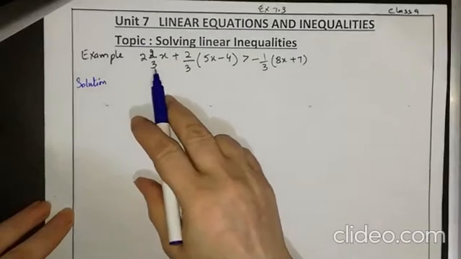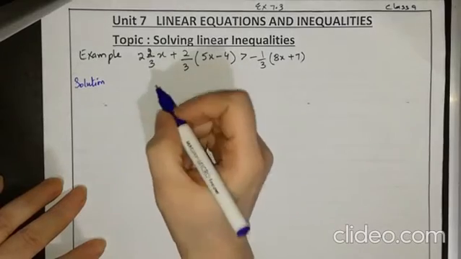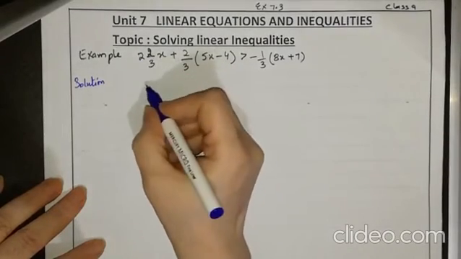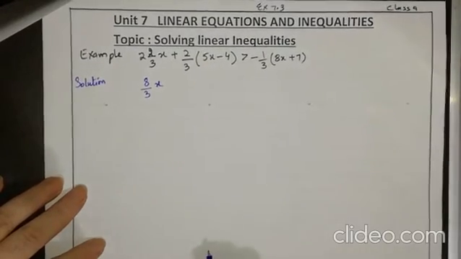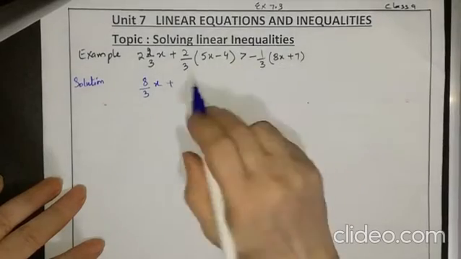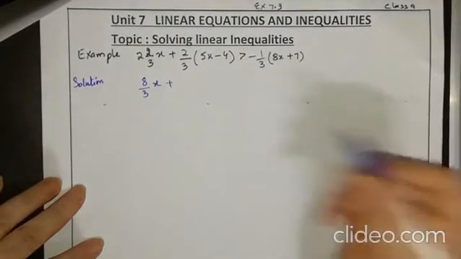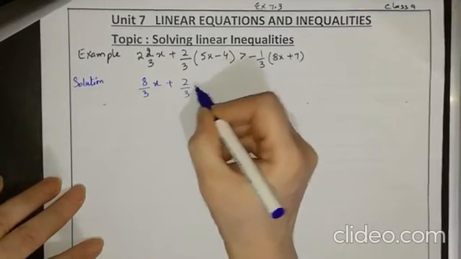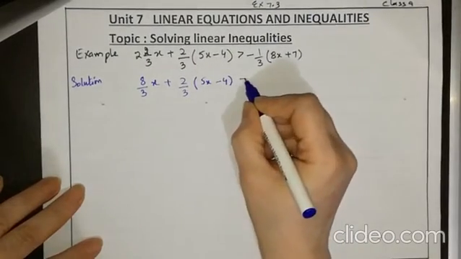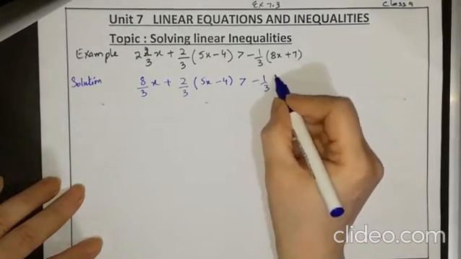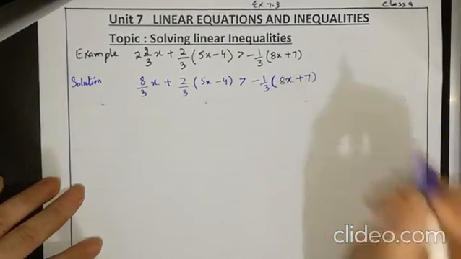This is a mixed number, 2 whole 2 by 3. So first you have to change the mixed form into a simple fraction. 3 twos are 6 plus 2, 8 by 3. So in the first step, I am changing the mixed form into a common fraction. Now I am multiplying 2 by 3 with 5. No need to multiply, I think you can, but we can directly take the LCM. Minus 1 by 3 (8x plus 7).